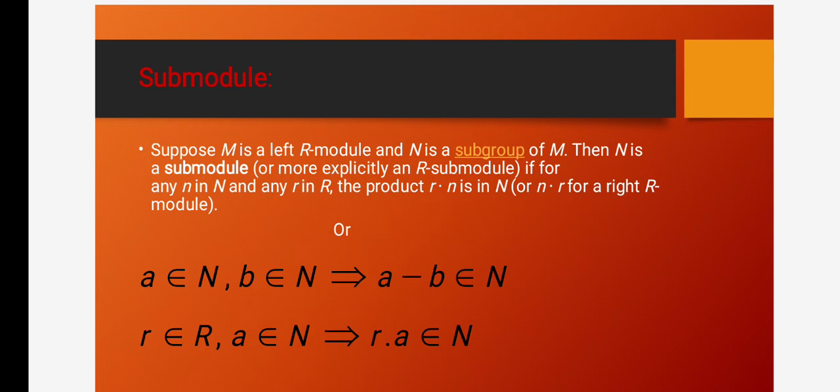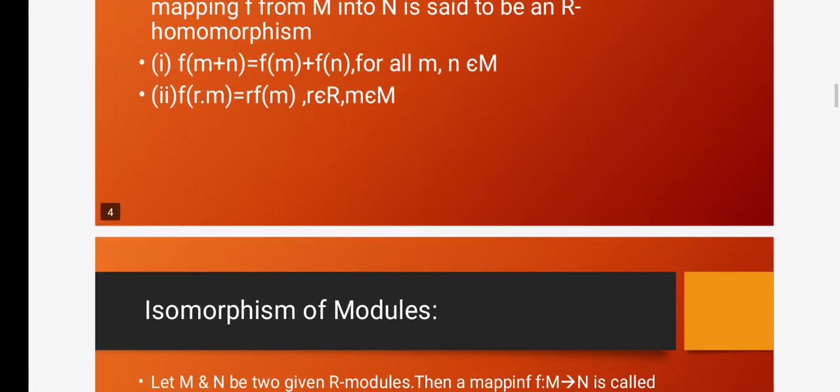if it satisfies two properties. a belongs to N, b belongs to N implies a minus b belongs to N, and r is a member of the ring, a is a member of N implies r dot a also belongs to N. That means N is called a submodule.